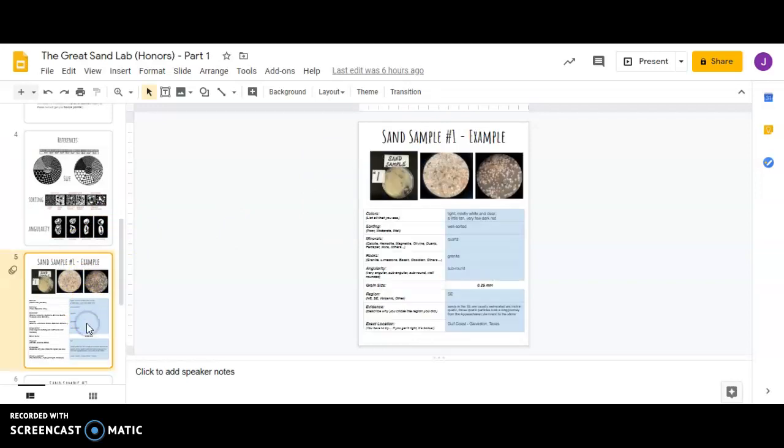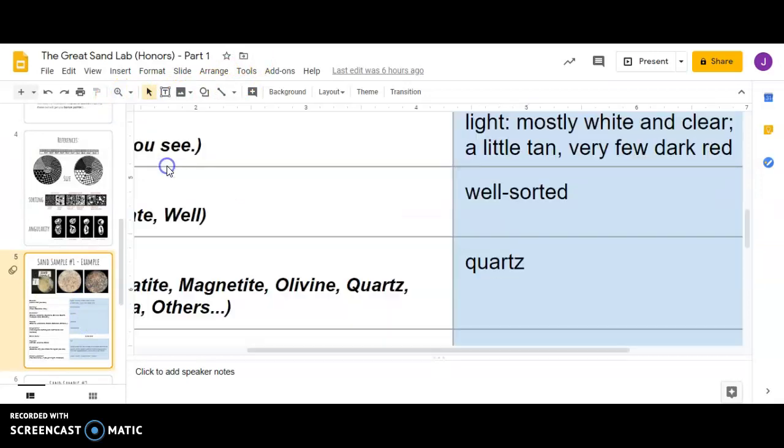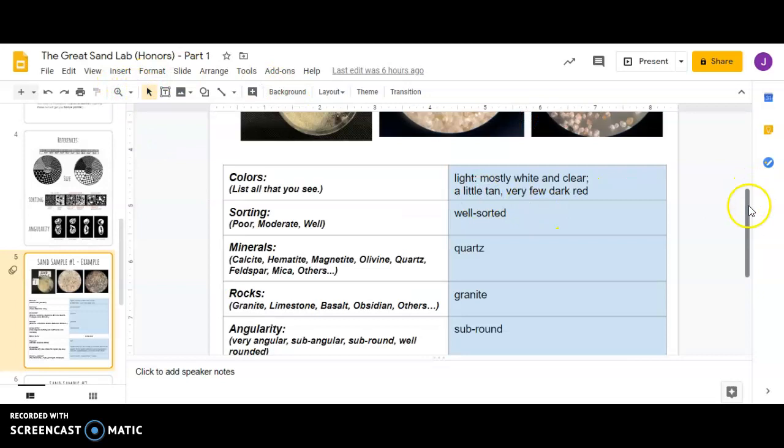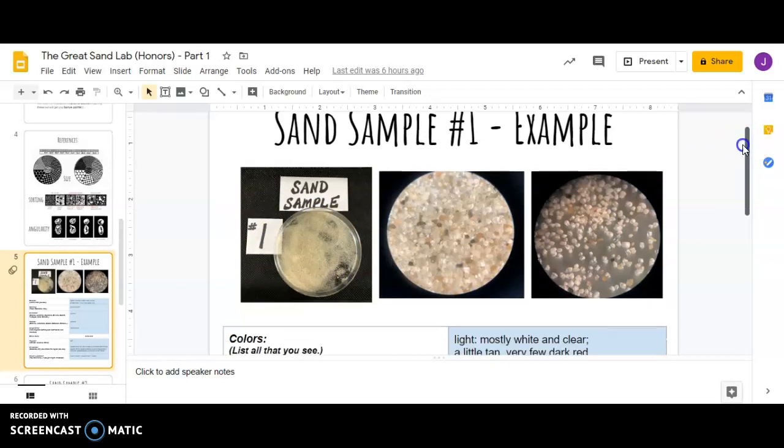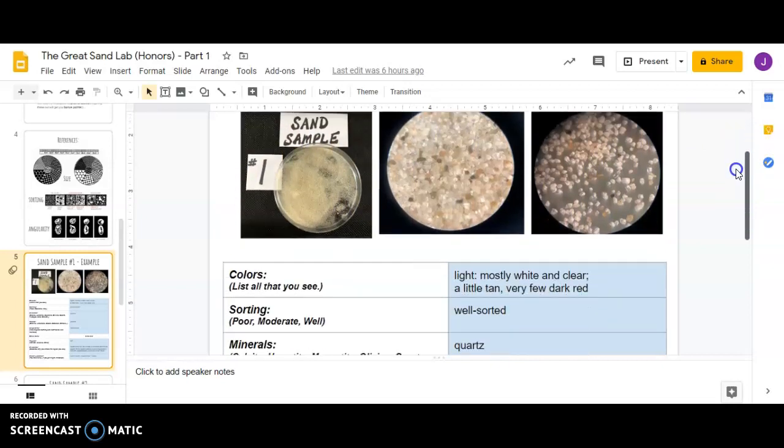So here's my sand sample for number one, and I'm just going to make this a little bigger because it's kind of tiny on the screen here. Whoa, that's way too big. Sorry, guys. I've taken some pictures, and this is from one of my sand samples. You can see there's one where it's zoomed out, and then one under a microscope so you can see them a little more closely and get that sorting and angularity.